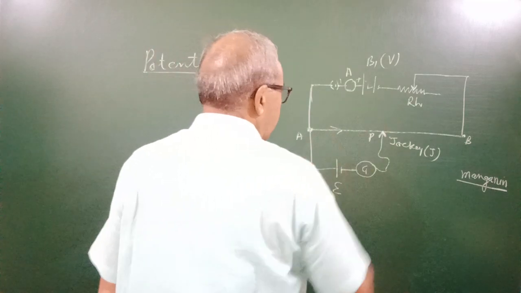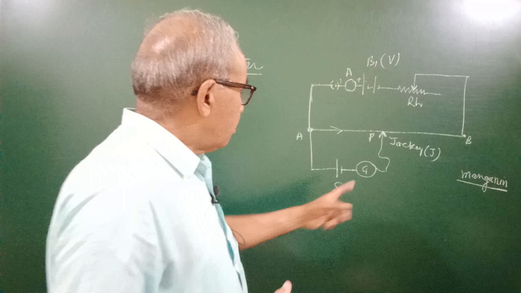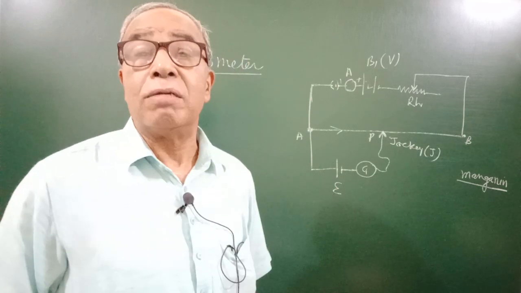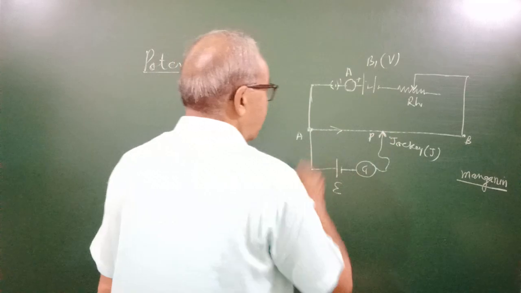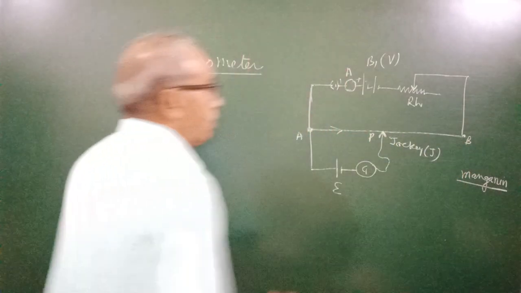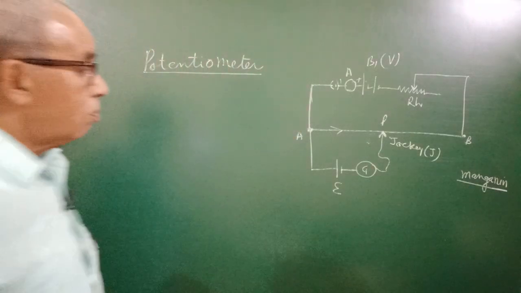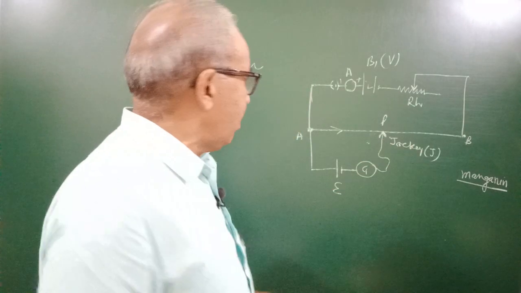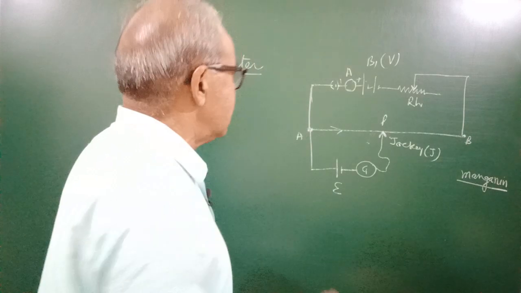So we find point P when we place the jockey at point P. The galvanometer does not show deflection. By placing the jockey at different points of wire AB, we find this point P where, on touching the jockey with wire AB, the galvanometer does not give deflection. How is it possible?